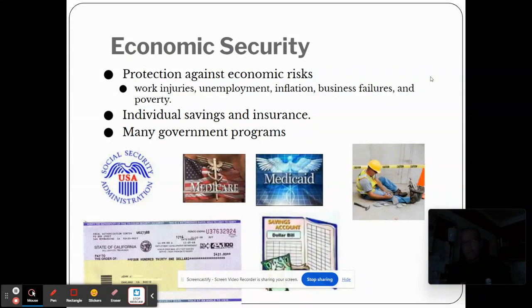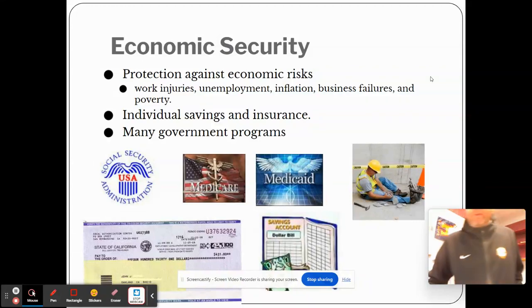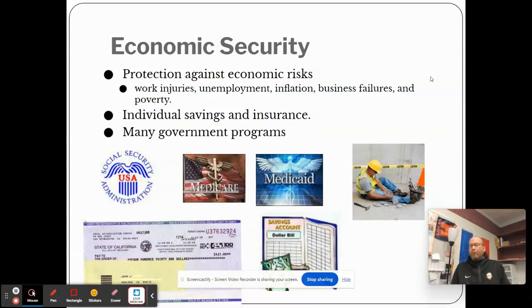If you get injured at work, my lights went out. There we go. If you get injured at work with a work-related injury, and maybe you can't go to work for a little bit of time while you heal up, there are rules and laws in the United States that tell your employer you still have to pay that employee, and you can't just give their job to somebody else while they're getting healthy again. So there is some economic security there for us in the United States.